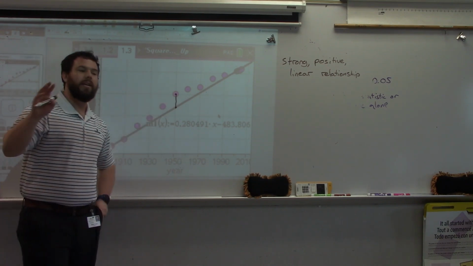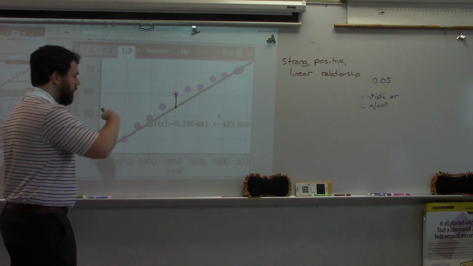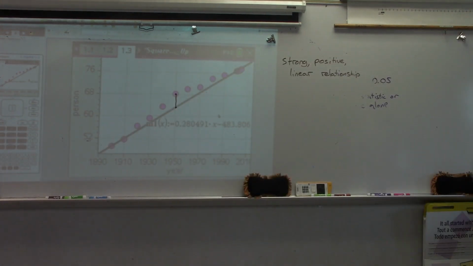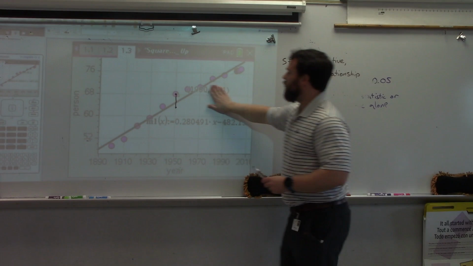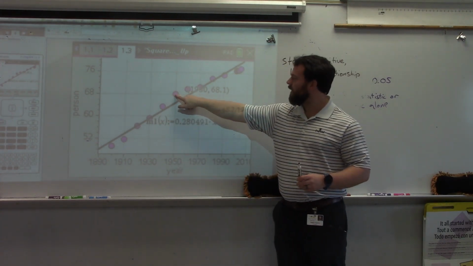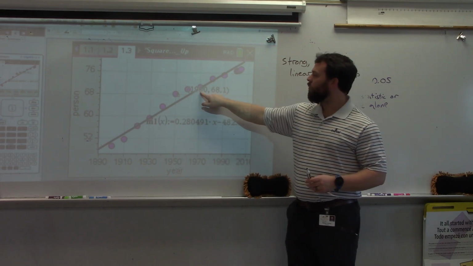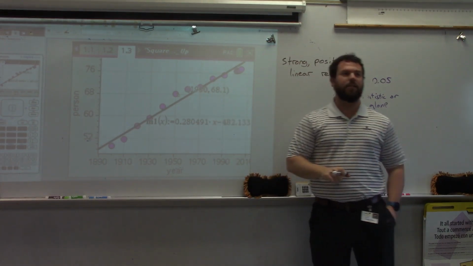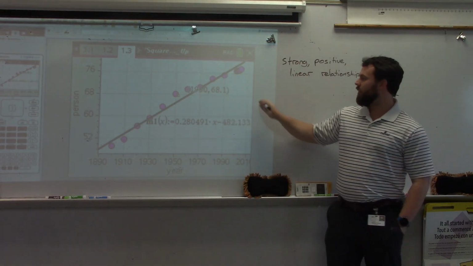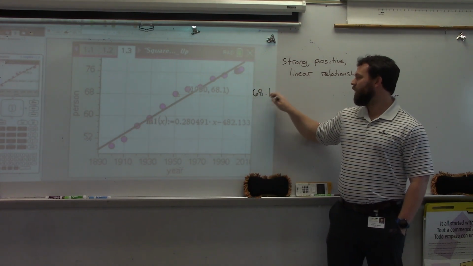We're going to talk about this in a second. Now I'm going to move my line to be a little bit closer. They said to look at which data point? 1950? Is that right? Notice I can hover my hand over that data point, and I can find out which one is 1950. So what is the actual value for that 1950? For everybody, it's 68.1, right?